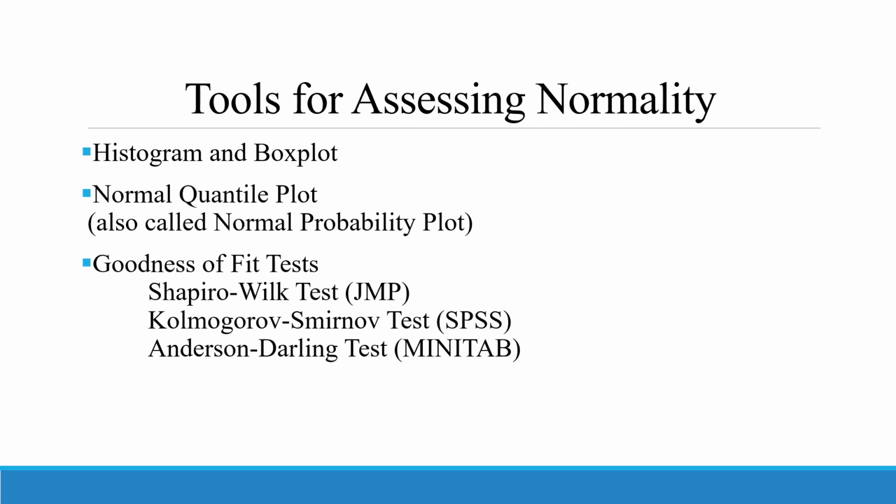Now, there are some tools for assessing normality. They consist of formal methods and informal methods. In informal methods, we have the histogram, box plots, and normal quantile plot. And in formal methods, we have the appropriate tests, and these tests are known as goodness of fit tests. So we have the Shapiro-Wilk test, Kolmogorov-Smirnov test, and Anderson-Darling test. Depending upon the software, different software uses different tests.